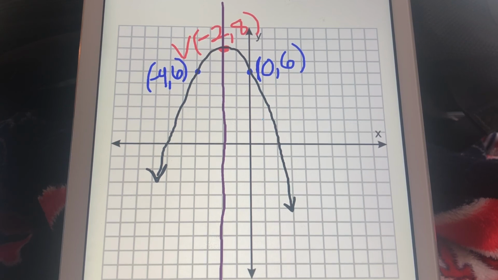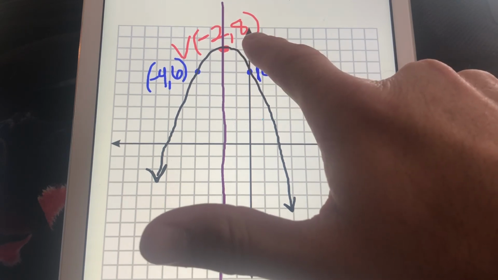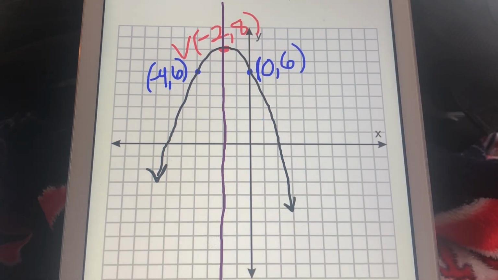So that's what the graph of this quadratic function looks like. Again, notice the maximum value up here at 8. The highest y-coordinate is 8. That's why it's a maximum value. So that's a quick graph of a quadratic function using standard form.